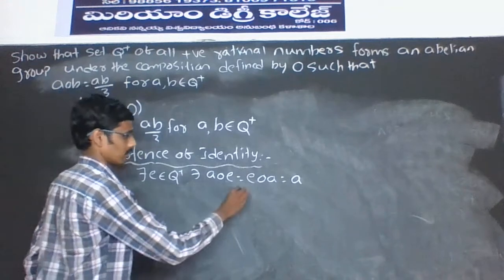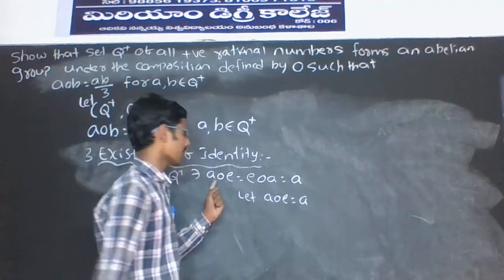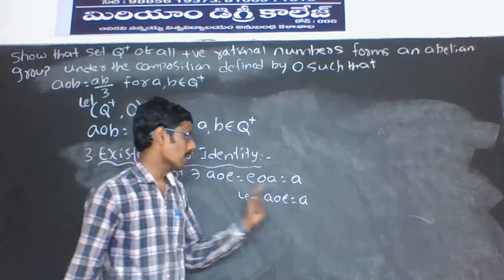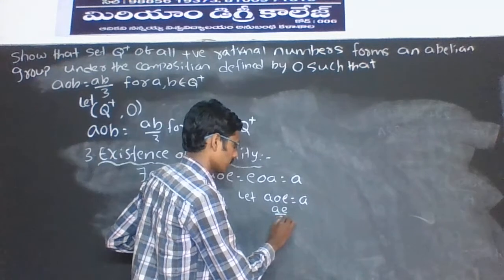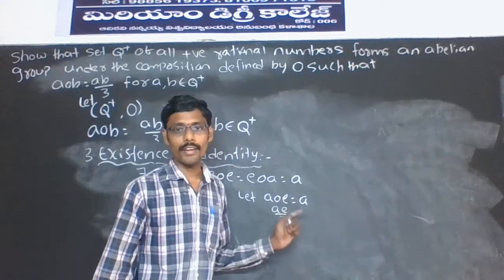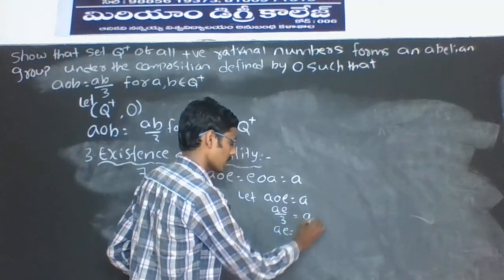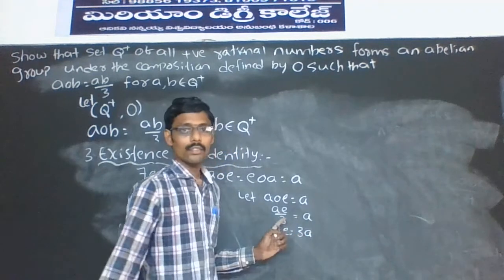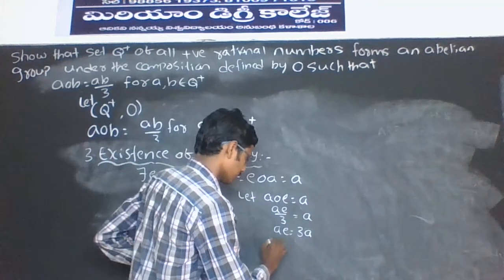Let A circle E is equal to A. A circle E is defined as AE by 3, so AE by 3 is equal to A. Then A is equal to 3A after multiplying by 3.